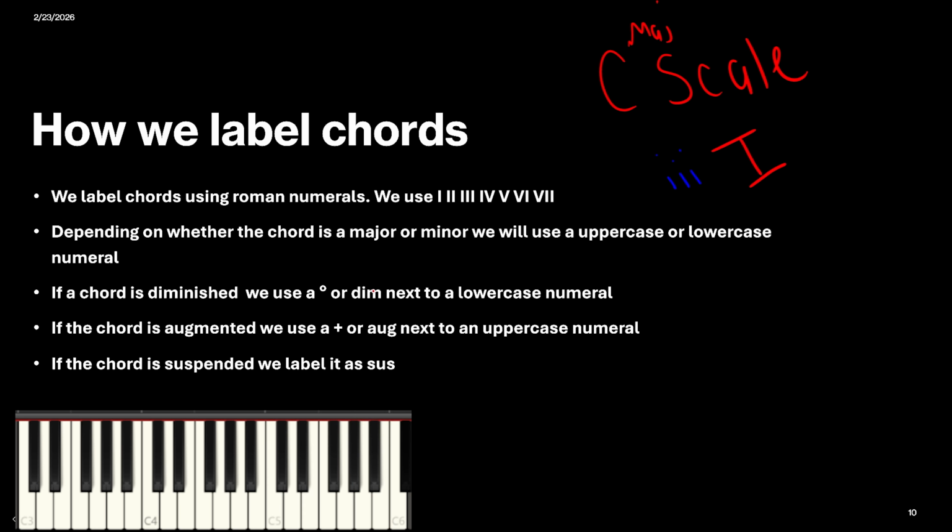Since this is our major and this is our minor. So let's say we have a diminished chord, which would be the 7th chord, the B. We have a B diminished. This B diminished would be written as a lowercase vii, because it's the 7th chord in the scale: 1, 2, 3, 4, 5, 6, 7. And we play the triad. We're going to have a little degree symbol above it.